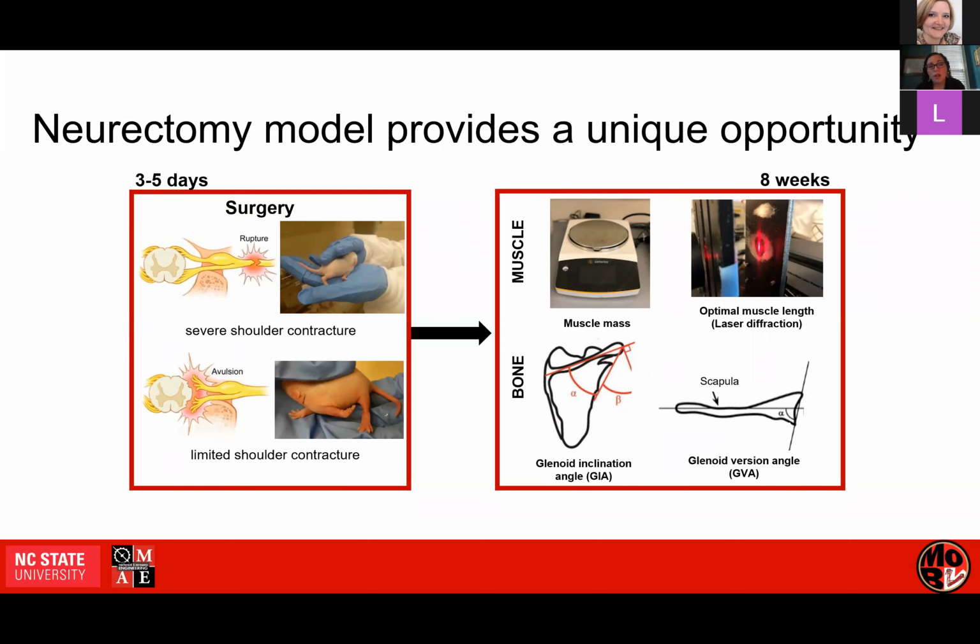So after a nerve injury, we can wait 8 weeks and then we're able to make direct measurements of those muscle parameters that we have in our musculoskeletal model, as well as the shape of the bone. And we're specifically looking at the angle of the glenoid, whether it is tilted down and whether it is tilted backwards.